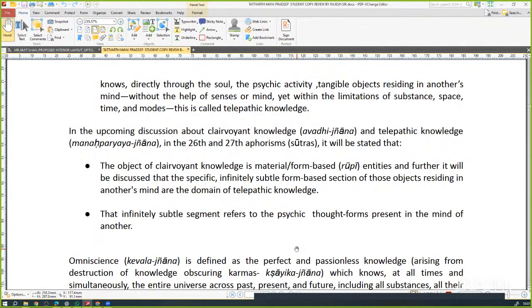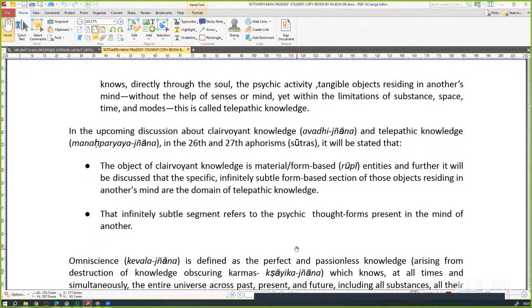In the upcoming discussion about clairvoyant knowledge, that is Avadhi Gyan, and telepathic knowledge, that is Manah Paryay Gyan, in the 26th and 27th aphorism, it will be stated that the object of clairvoyant knowledge is material form-based entities, and further it will be discussed that the specific infinitely subtle form-based section of those objects residing in another's mind are the domain of telepathic knowledge. The infinitely subtle section refers to the psychic thought forms present in the mind of another.